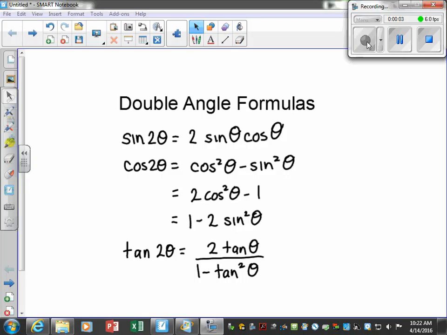In this lesson, we're going to be discussing the double angle formulas and also the half angle formulas. But first, I want you to take a few minutes and pause this so you can jot these formulas down and have them handy when we're going through the course of this lesson.